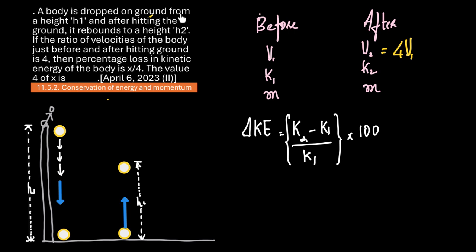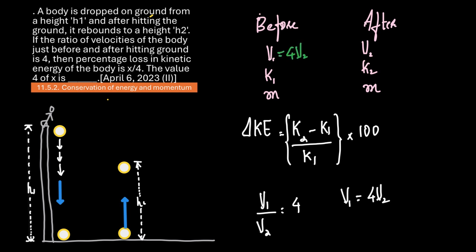Now a body is dropped on ground from a height h1, and after hitting the ground it rebounds to height h2. So we have h1, the ball is dropped, then it rebounds to height h2. Let us say before hitting the ground the velocity is v1, and after hitting the ground it is v2. The ratio of velocities of the body just before and after hitting, which means there is a minor mistake here, v1 by v2 should be equal to 4, and therefore v1 should be equal to 4v2, right?